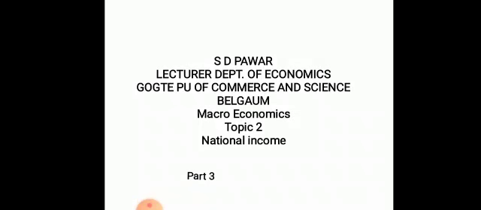Let's continue with the topic 2, National Income, part 3 from the macroeconomics book. In the last class, that is the second part, we discussed the circular flow of income in an economy, and we saw a circular diagram also, assuming that there are only two sectors in the economy, that is household and the firms. Then firms are producing the goods and supplying it to the households.